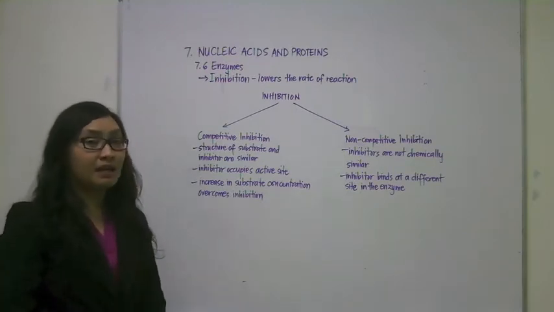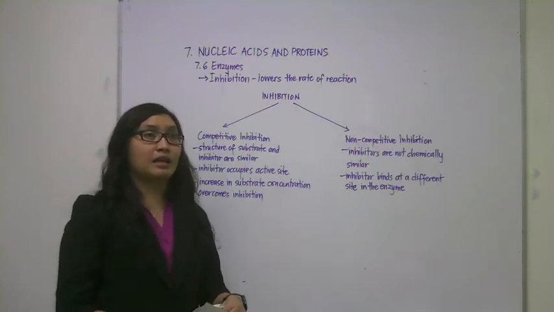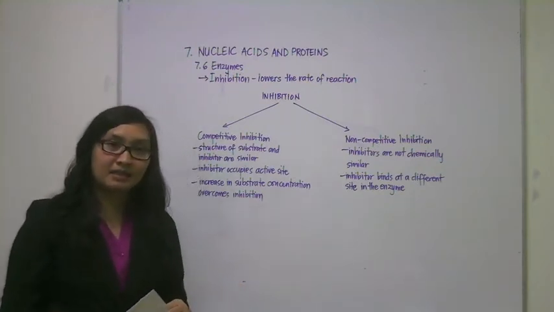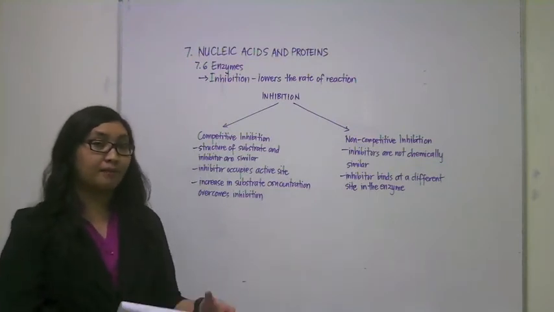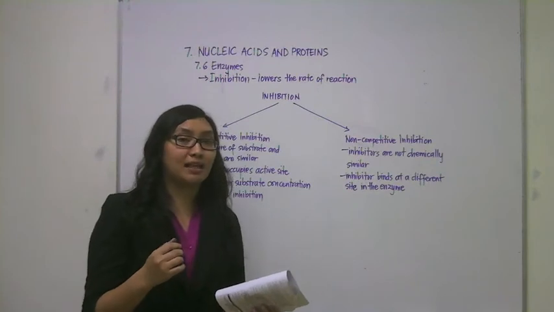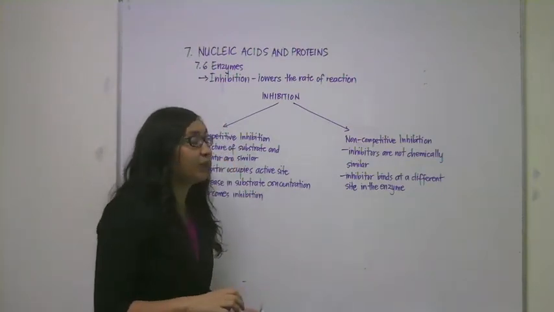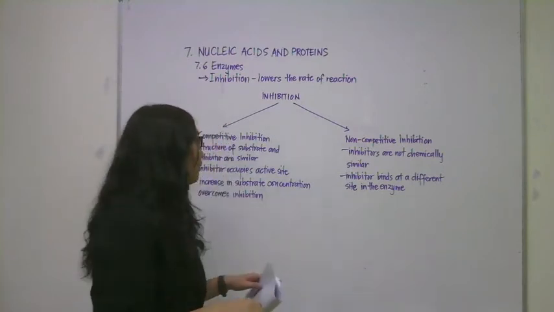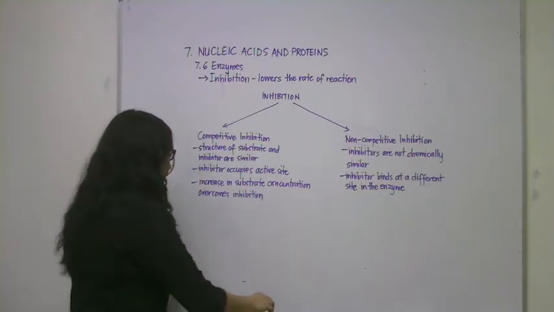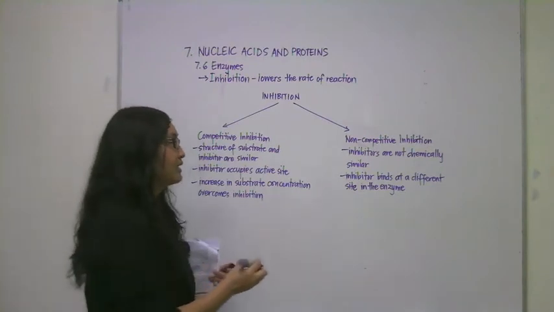In the case of non-competitive inhibition, the inhibitor itself is not chemically similar to the substrate. So the inhibitor binds at another site or area within the enzyme molecule. Whenever this inhibitor binds on the other side of the enzyme molecule, this changes the shape of the active site. Of course, whenever there's a change in the shape of the active site, this also prevents the substrate from binding with the active site. So we cannot actually reverse this chemical reaction. In the case of competitive inhibition, this is a reversible reaction. Non-competitive inhibition is irreversible.